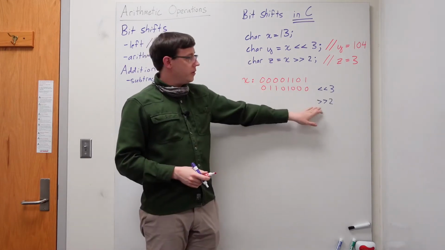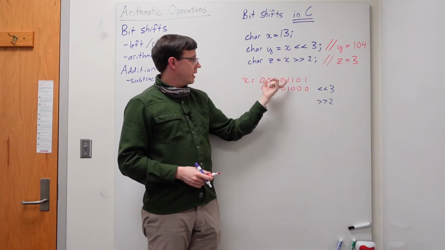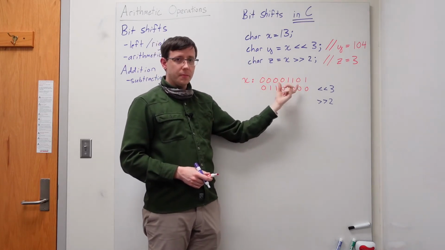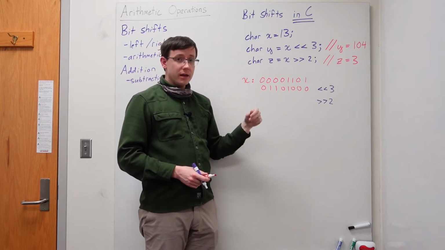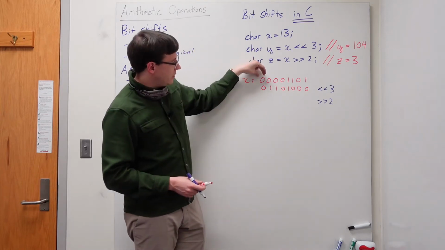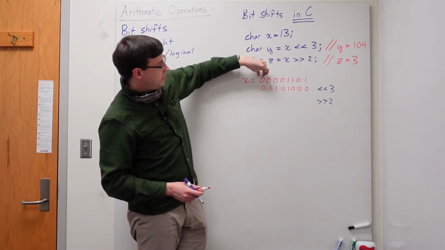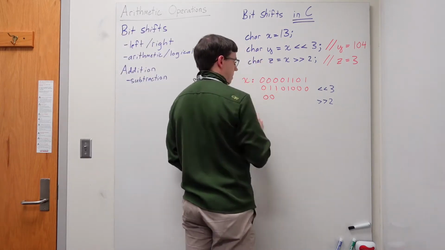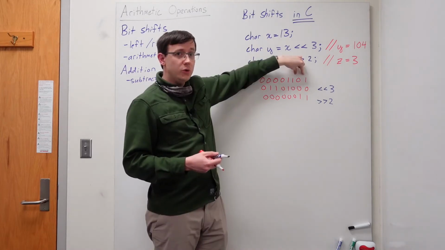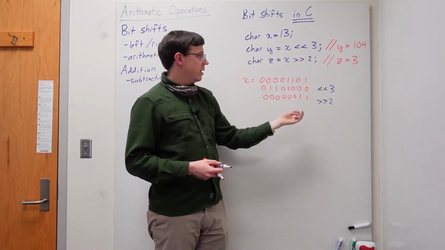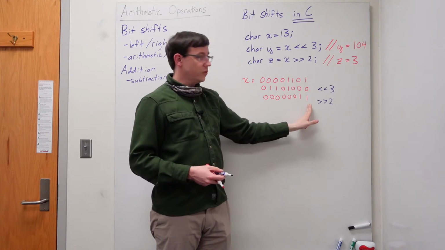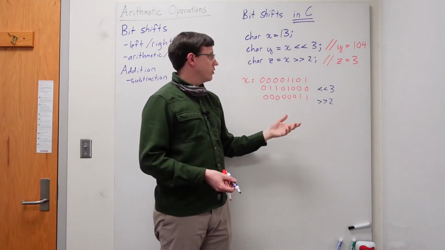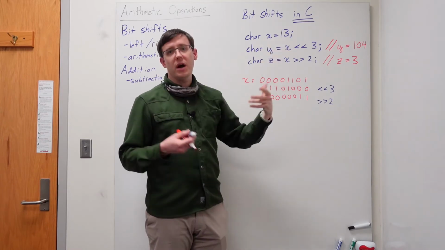When we perform the right shift by 2, we are taking the digits of x and moving them 2 places to the right. And since x is a positive number, we want to fill in with zeros from the left-hand side. We lose 2 digits off the right-hand side, leaving us with 2 plus 1, so the result is 3, which is the same as integer division of 13 by 4.